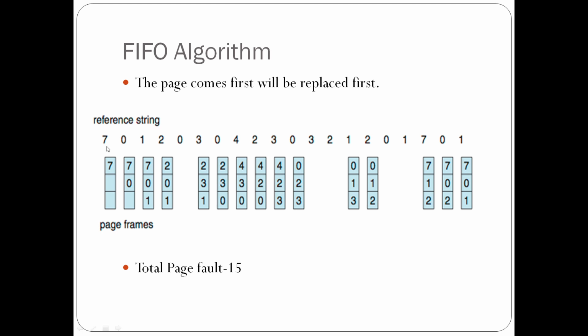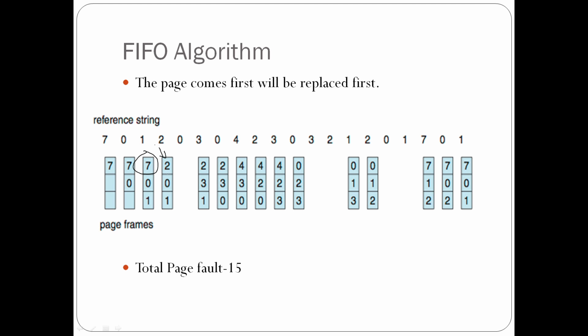The first string is 7, so 7 will be placed in the first frame. Then the second one is 0, and it will be placed in the second frame. And 1 is placed in the third. When the next string comes, there are no free frames available, so from the available frames we have to replace one. In this algorithm, the page that came first will be replaced first. So we select this 7, which came first, and it is replaced by 2.